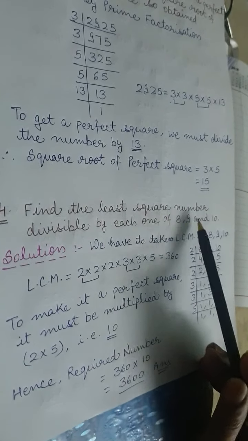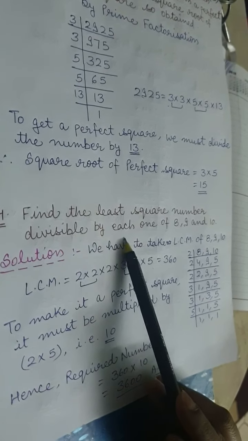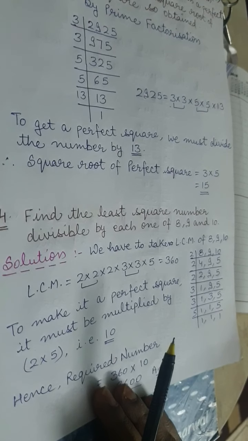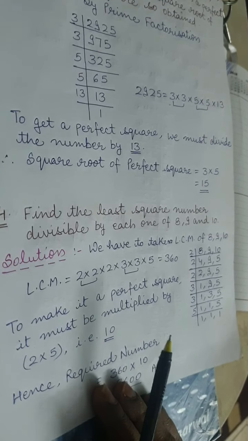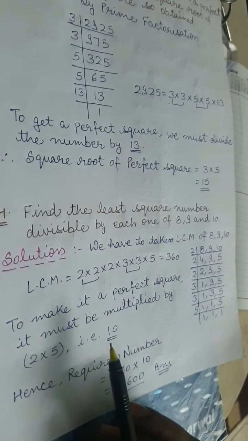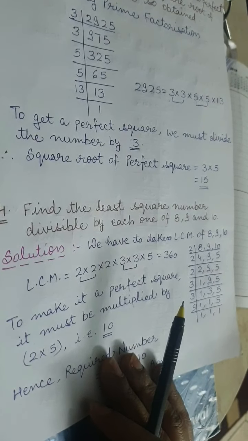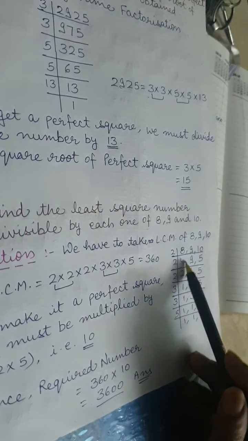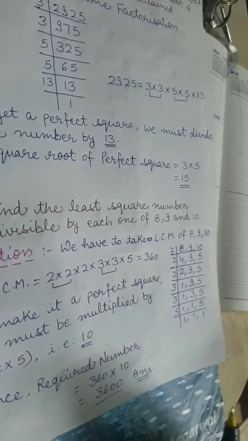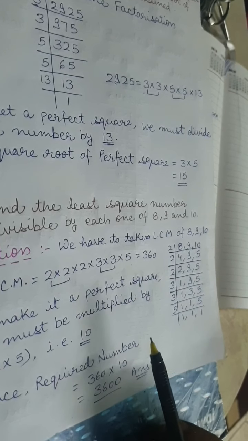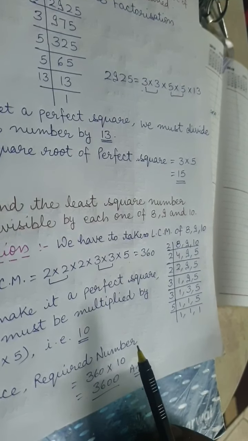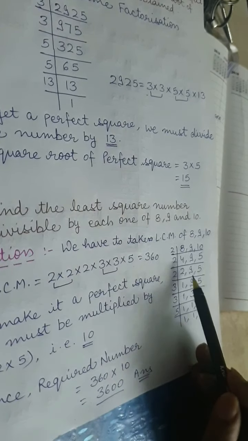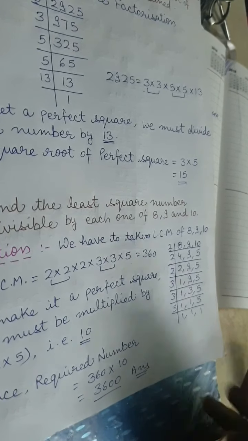Find the least square number divisible by each one of 8, 9 and 10. हमें वो least number find out करना है जो 8, 9, 10 से exactly divisible हो. So what we have to do, we have to find out their LCM first. सबसे पहले हम क्या find out करेंगे, इनका LCM find out करेंगे. LCM और you can say factors. Fine. So start by using prime factorization.